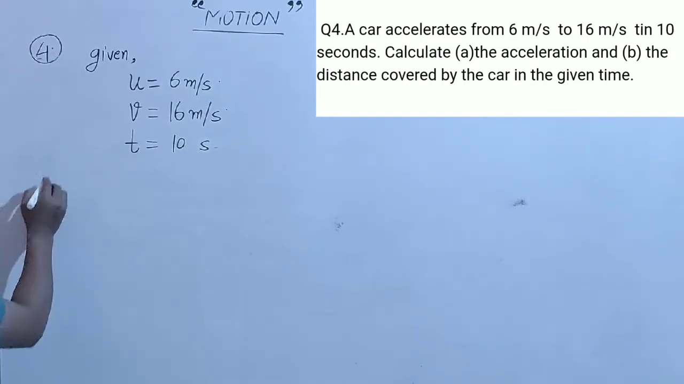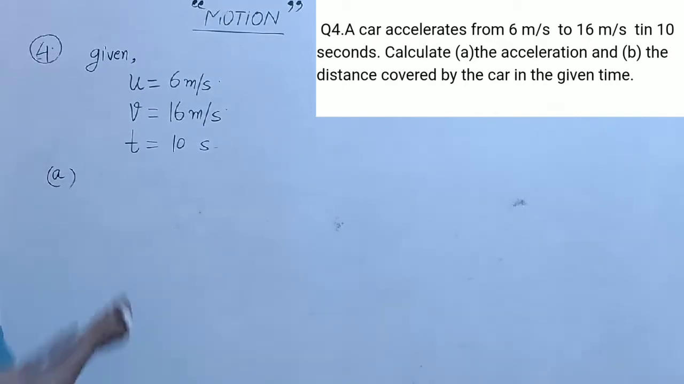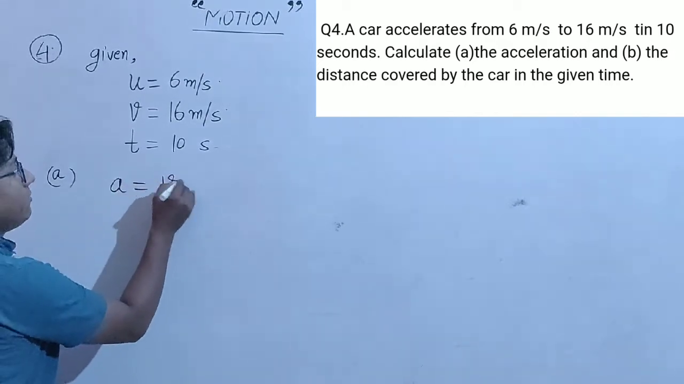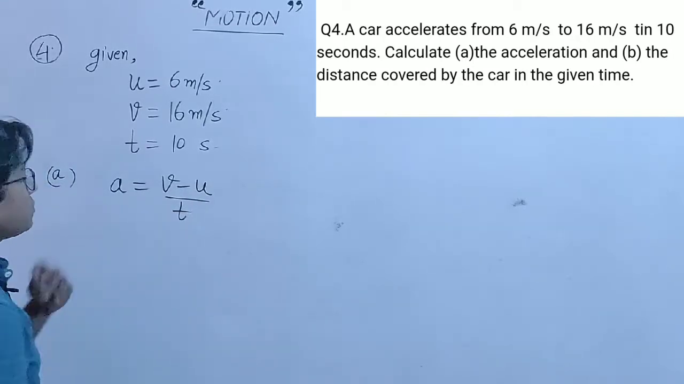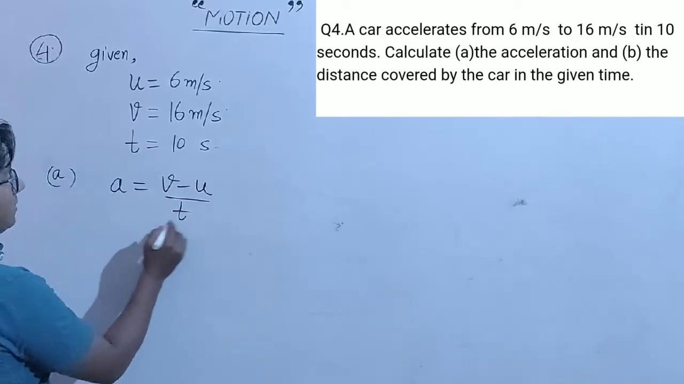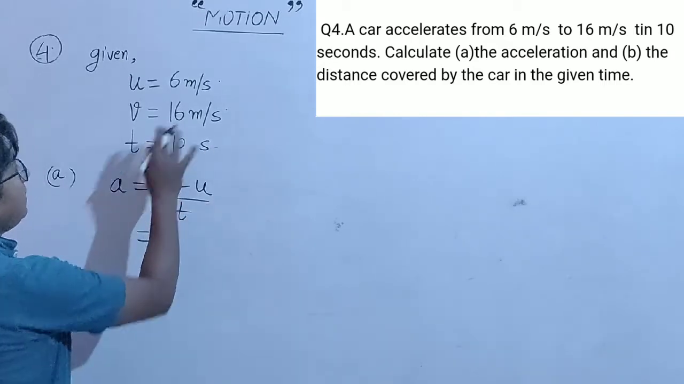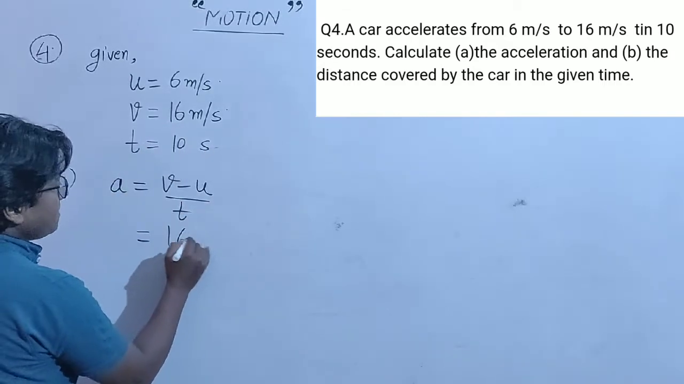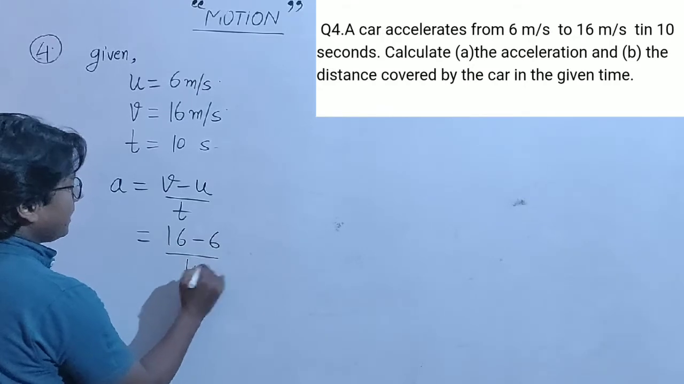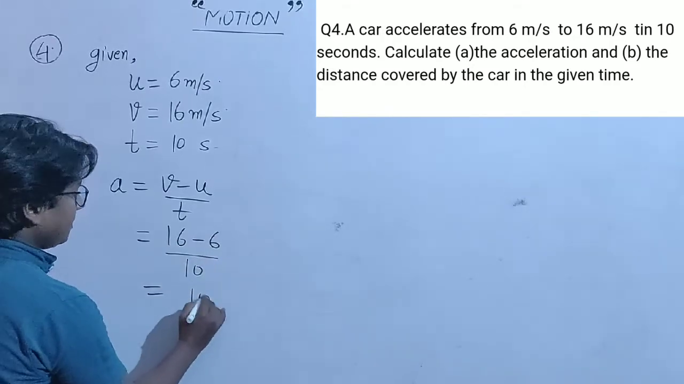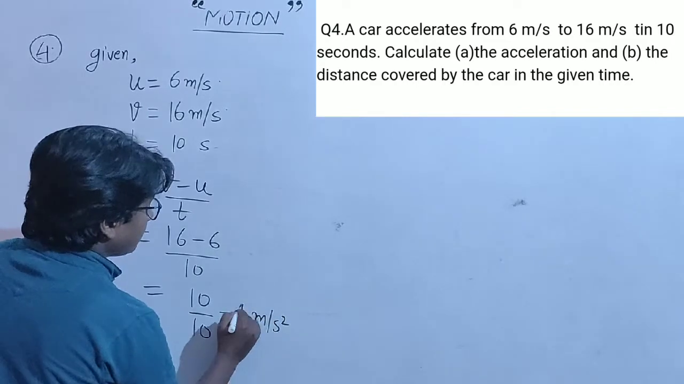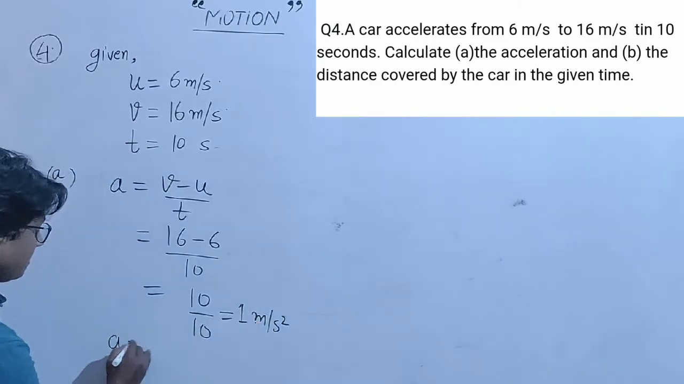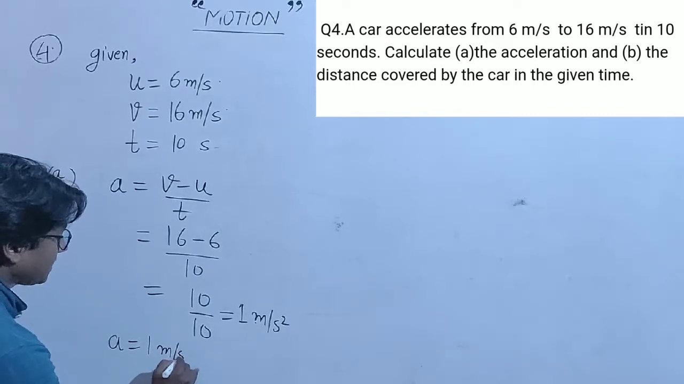So at the very first we have to calculate the acceleration. So the formula of acceleration is a is equal to final velocity minus initial velocity upon time. We can use the first equation of motion also. So a will be, after calculating, 16 minus 6 upon 10. So this will be 10 by 10. It means 1 meter per second square. So acceleration will be 1 meter per second square.